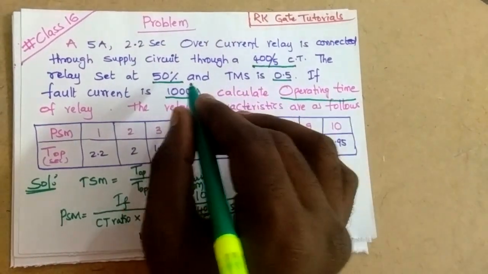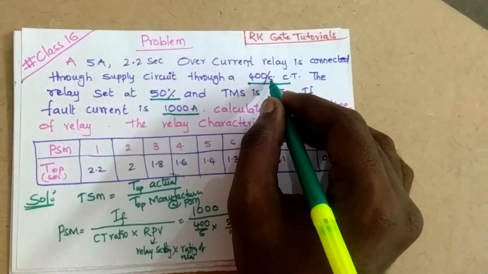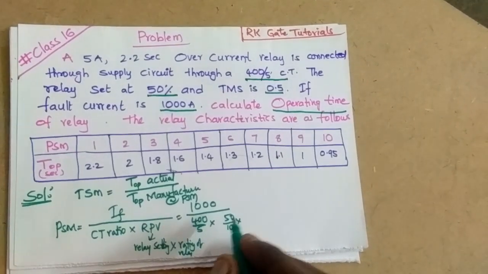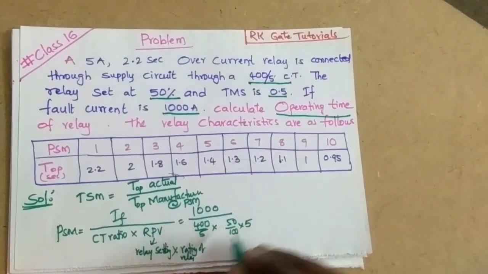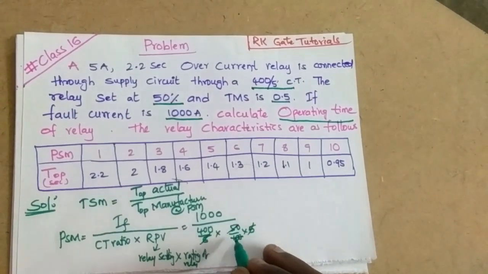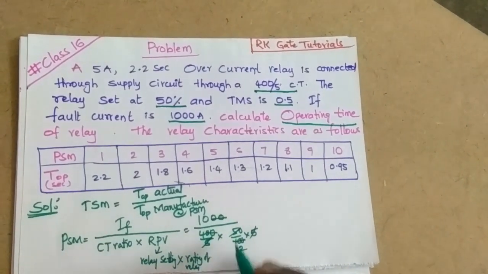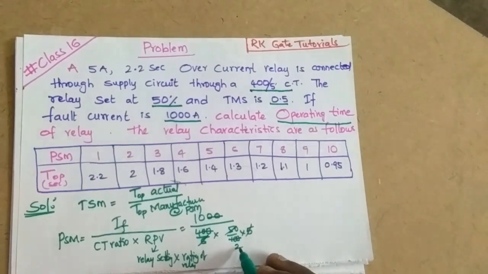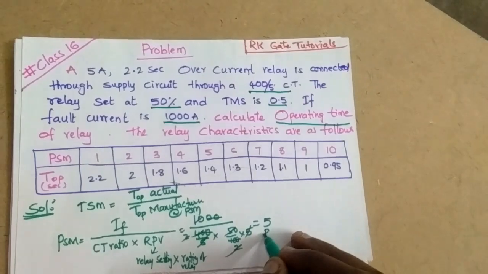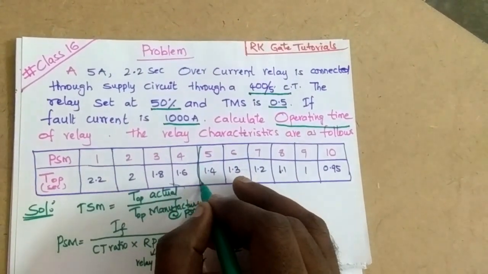The rating of the relay is not mentioned anywhere. So simply we have to take the CT secondary as the rating of the relay, because only to the CT secondary the relay coil is connected. So 5. If you go for the simple arithmetic, you will get 50 times 2 times. Here 2 zeros get cancelled, goes on top. So 2 times, you are going to get 5. The PSM is 5. So go to the PSM. Where is the PSM 5? Here is the PSM 5.